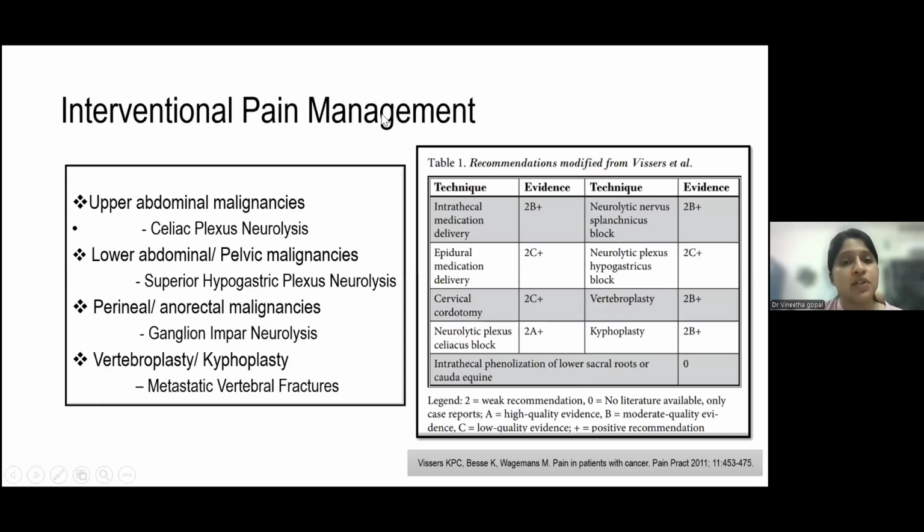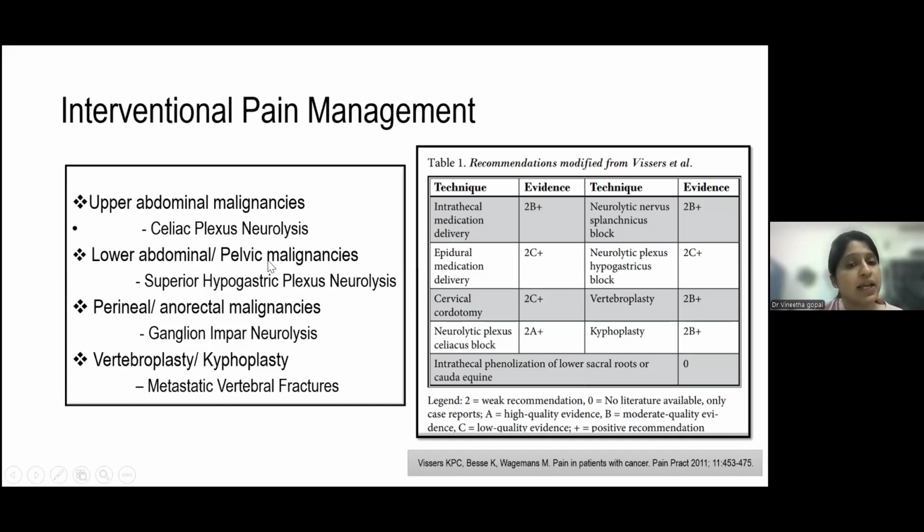And finally, coming to interventional pain management, for upper abdominal malignancies, we have celiac plexus neurolysis, with very good evidence. So for your pancreatic and upper abdominal malignancies like liver, up to the middle of the transverse colon, you can refer the patient early for celiac plexus neurolysis, because it has very good evidence. Among all these interventions, maximum evidence is for celiac plexus. And it not only reduces pain, it reduces nausea and vomiting, and the compliance with treatment will be better.